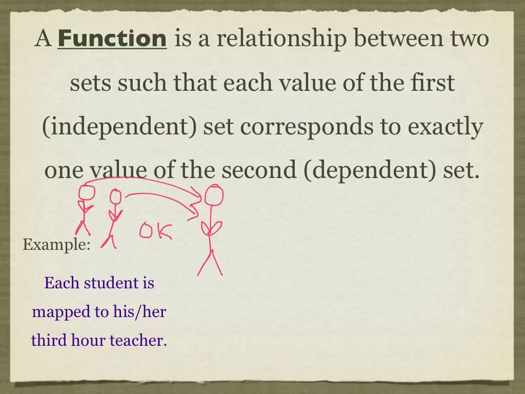So when I throw all those people in the gym and I say, find your third-hour teacher, every student is only looking for one teacher. If I reverse that, if I put everybody in the gym and I said, okay, teachers, find all of your third-hour students, the arrows would be going back the other way, and that's when it's not okay. Okay, that's not a function. So a function is when there's only one link from that first group to the second.